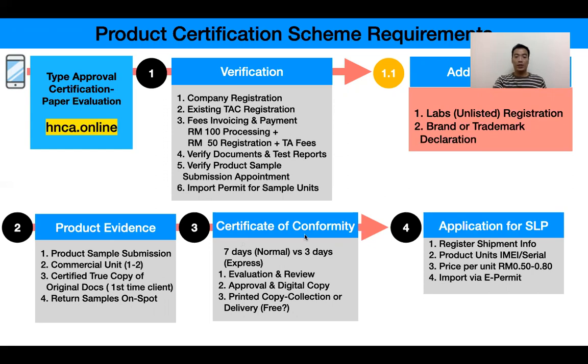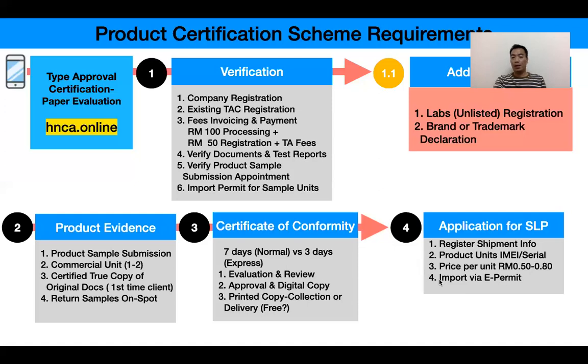Okay, so for our COC, in order to get it, if it's the normal process, we expect about 7 days for turnaround time. But if you do need it to be fast, we can choose the express option, where you need to pay more for your approval process, so that we can do it within 3 days for you. Okay, and after that, once you have the e-certificate, you can choose either to use the e-cert, or you can request us to print out a copy for your collection.